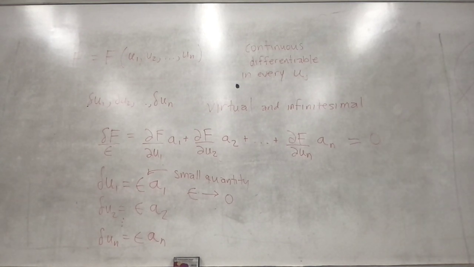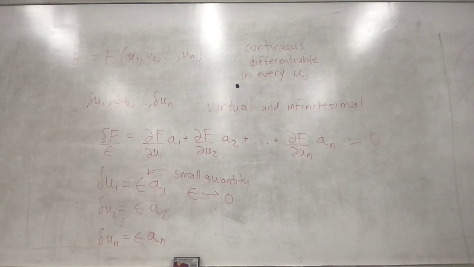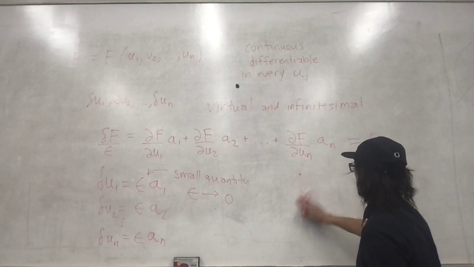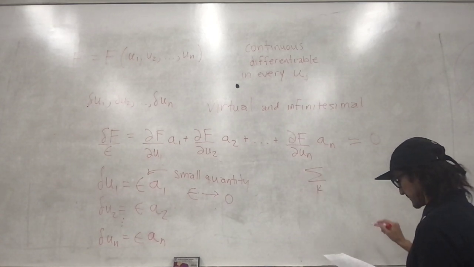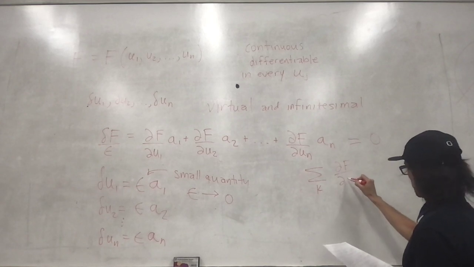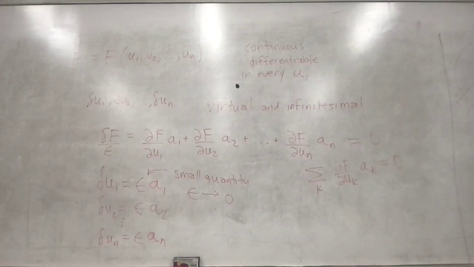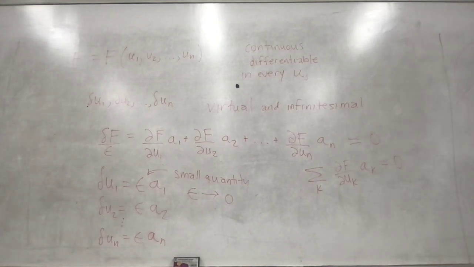That the variation is zero, right? We are imposing that. If we want the variation to be zero, so for the function to have a stationary point, then the sum over all k's, but the virtual displacement is arbitrary. So it can be in this direction, it can be in that other direction, it can be in that other direction.